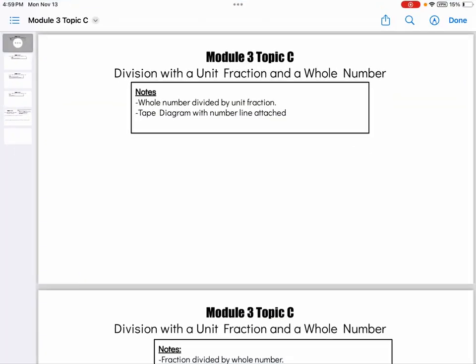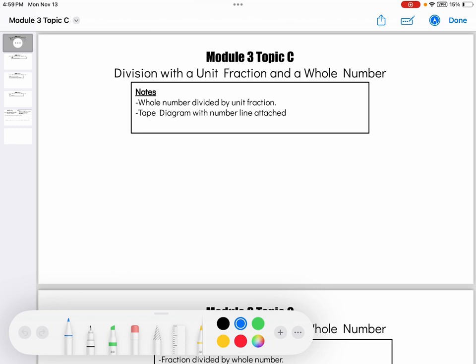Okay, this is Module 3, Topic C, which is division with a unit fraction and a whole number. So we're going to start with 5 divided by 1/3. And what I tell the students is you want to draw a tape diagram, and attached to that tape diagram, you really should draw a number line.